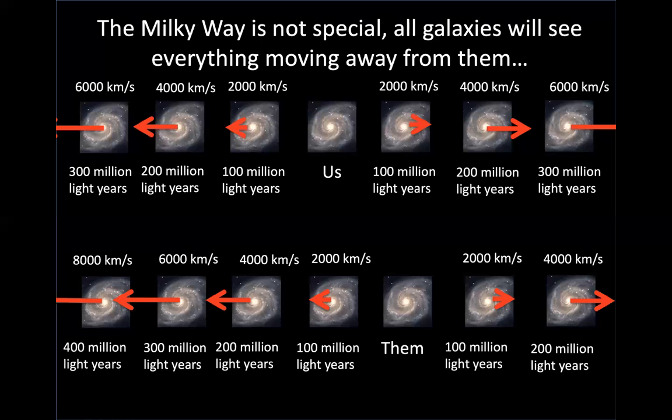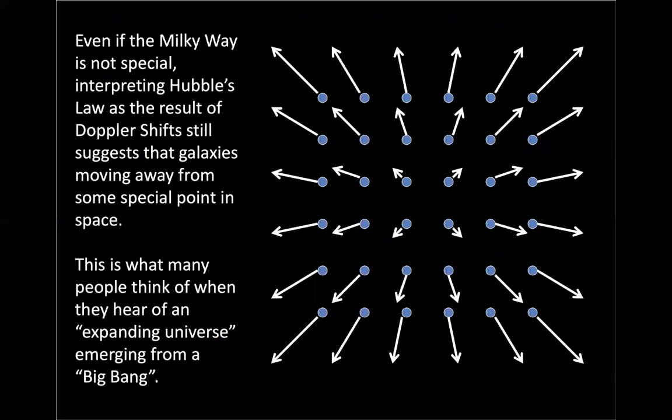So this trend does not imply the Milky Way is special. All it would imply, if these are in fact Doppler shifts, is that there is some place that is special. There is some place, and all of the galaxies are moving away from that particular place with speeds that depend on how far they are from that place.